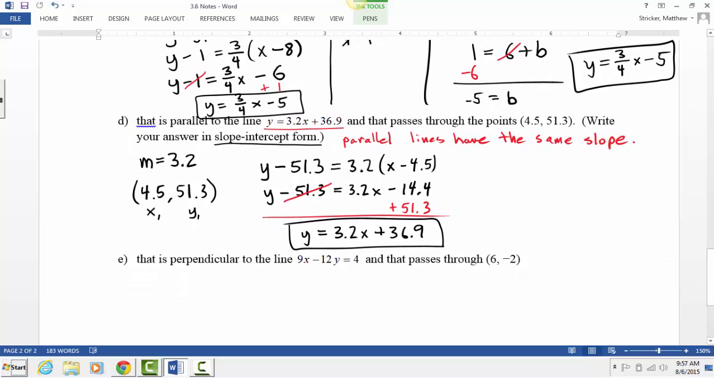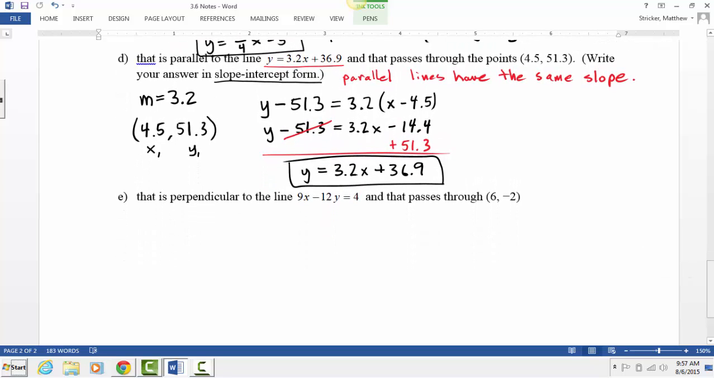Notice that both of these lines have the same slope, which means they're going to be parallel. One last example here for this section. We want to find a line that's perpendicular to the given line. Remember, if two lines are perpendicular, what can we say about their slopes? That they are opposite reciprocals or negative reciprocals of each other. So I guess first we need to know what the slope of this line is, what's m equal to for that line? Well, to do that, what do we need to do?